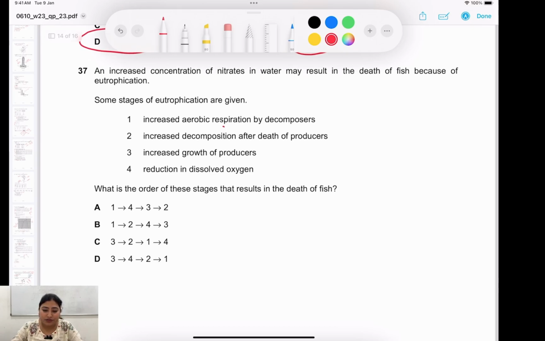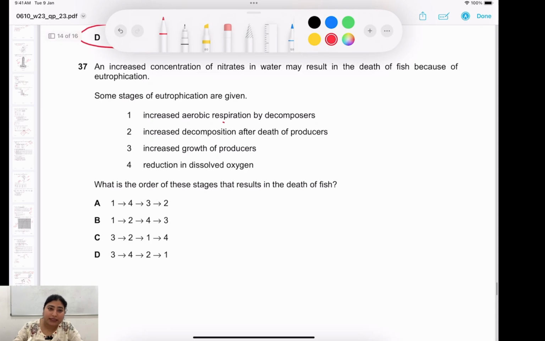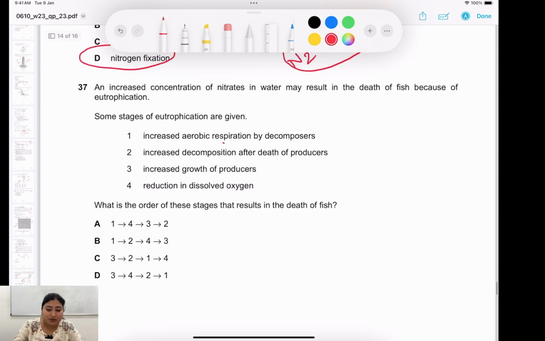An increased concentration of nitrate in the water may result in the death of fish because of eutrophication. Some stages of eutrophication are given. What is the order of these stages that result in the death of fish? So here, let's see the stages and then probably we'll be able to answer this question. Okay, so here it is asking: increase in aerobic respiration by decomposers, increase in decomposition after the death of producers, increase in growth of producers, and reduction in dissolved oxygen.